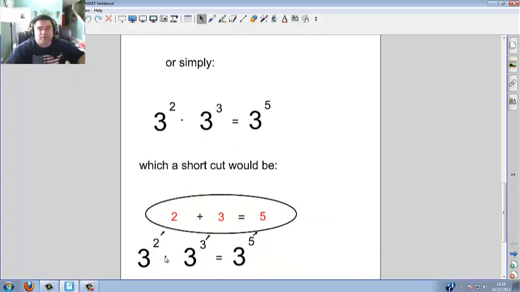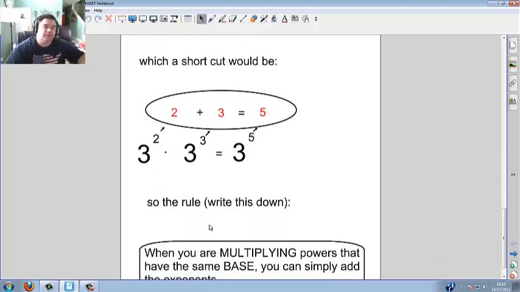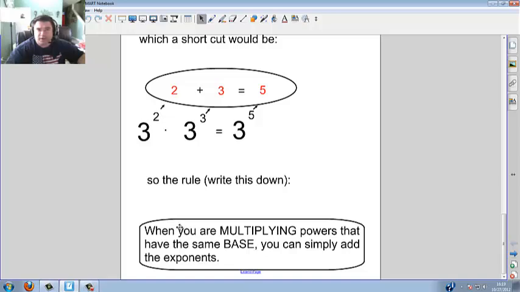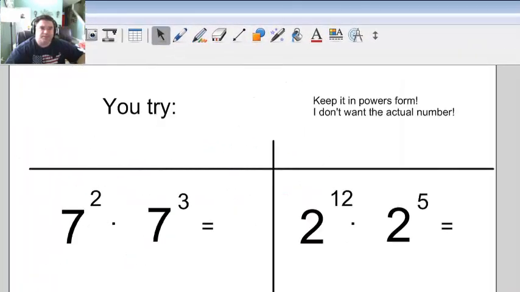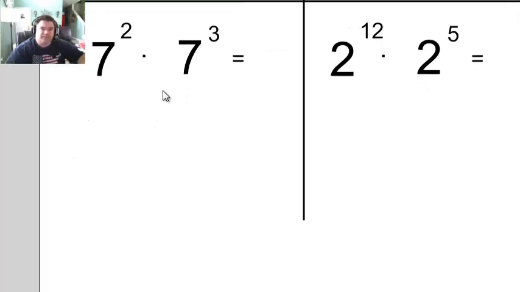And a shortcut would be, well, if the bases are the same, if they're both 3 in the bottom, then just add the 2 and the 3 together to make 5. A rule you want to write down is when you are multiplying powers that have the same base, you can simply add the exponents. You try. Go ahead. Let's see how you did.